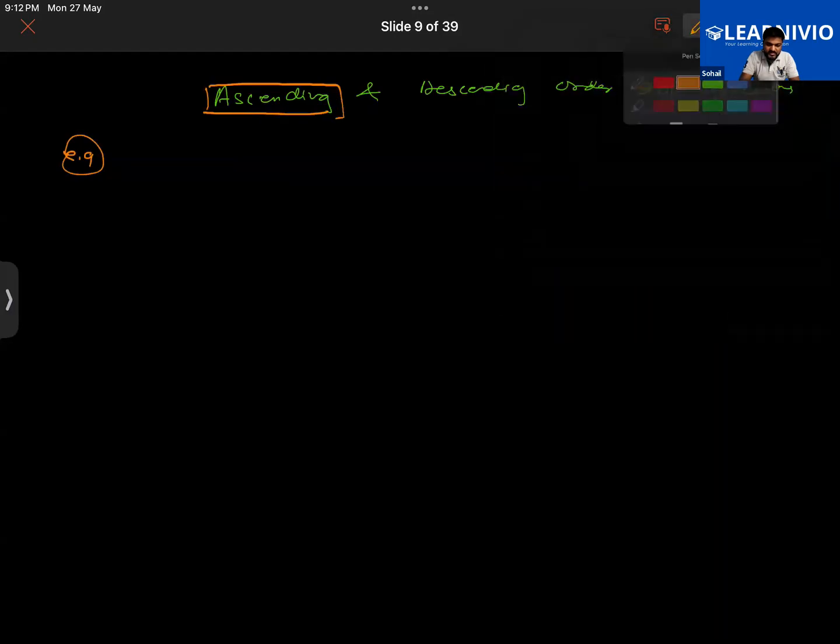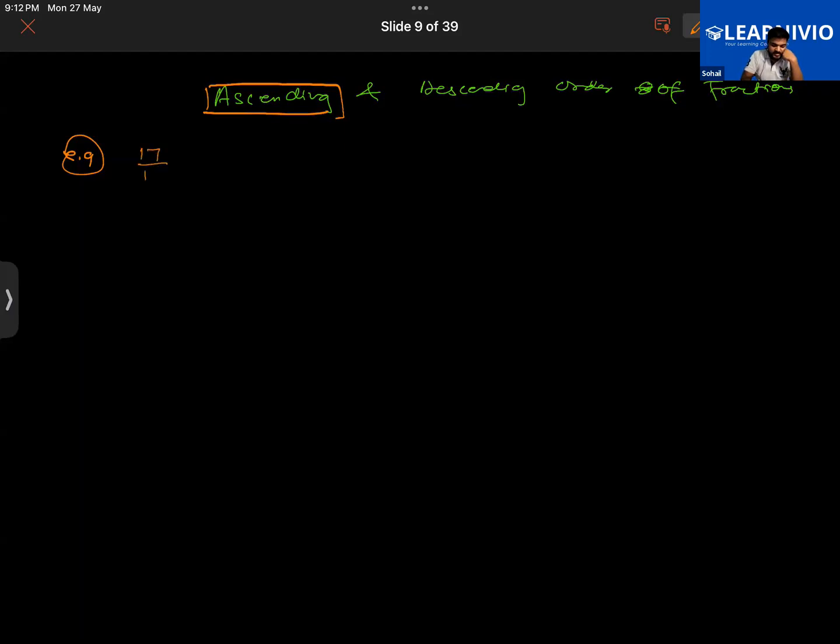Or for example, let's not take this one. Take some other examples. We can take fractions like this: 17 upon 13, 11 upon 13, 15 upon 13, or 7 upon 13, let's say, and we are required to arrange them in an ascending order. Question says arrange in ascending order. Let us learn how we are going to do it.